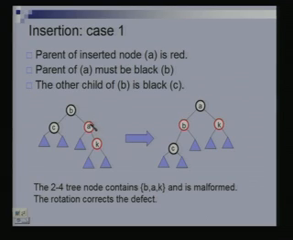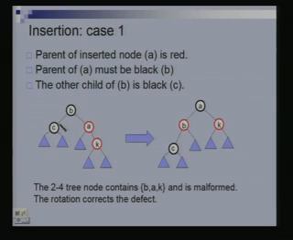Now clearly the parent of this must be a black. If the parent of this node was a red, then there was already a double red problem in my tree. So this must be a black. And the first case I am considering is when its other child is black, which means that the sibling of the parent of the node that I am inserting is black. That is the case I am considering.